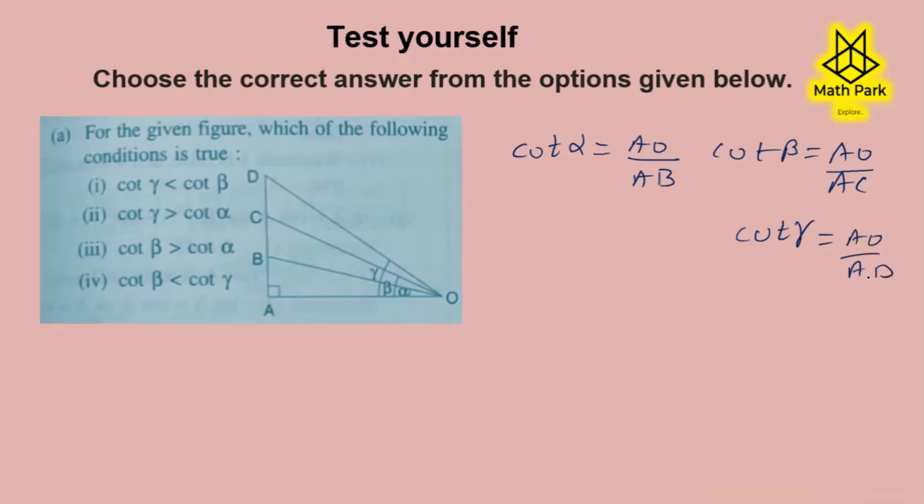So when we see that the denominator is the greatest, cot of gamma is less than cot of beta is less than cot of alpha. So which option will be true here? Cot of gamma is less than cot of beta. Here gamma is greater, beta is greater than alpha is not possible. So the first option, cot of gamma is less than cot beta, is the correct option.